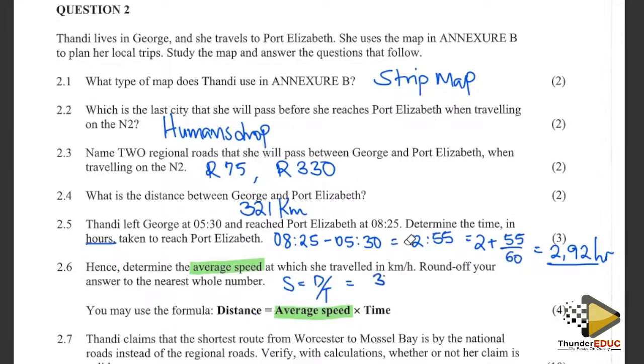So we already have the distance as 321 divided by the time, which is 2.92. The speed will become 321 divided by 2.92. So she was traveling at 109.93. Remember, they said round off your answer to the nearest whole number. So this becomes 110. Don't forget the units, kilometers per hour. That's what we are looking at.